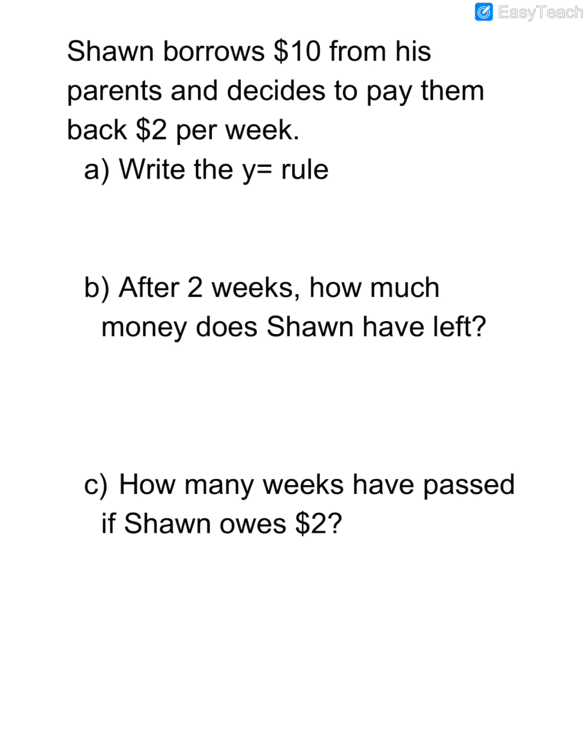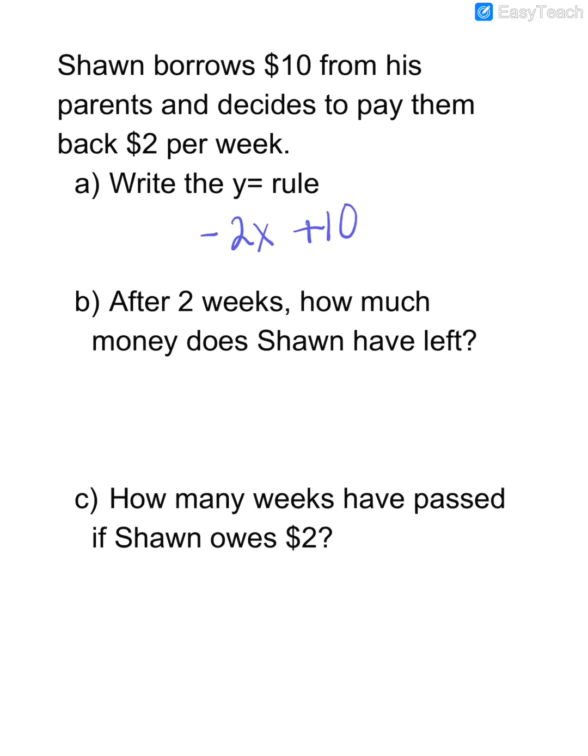So, Sean borrows $10 from his parents and decides to pay them back $2 per week. Write the y equal rule. Okay? So, he borrows $10 from his parents. So we know that he's starting out from his parents borrowing a total of $10. And he's paying them back, so he's losing his money at $2 per week.